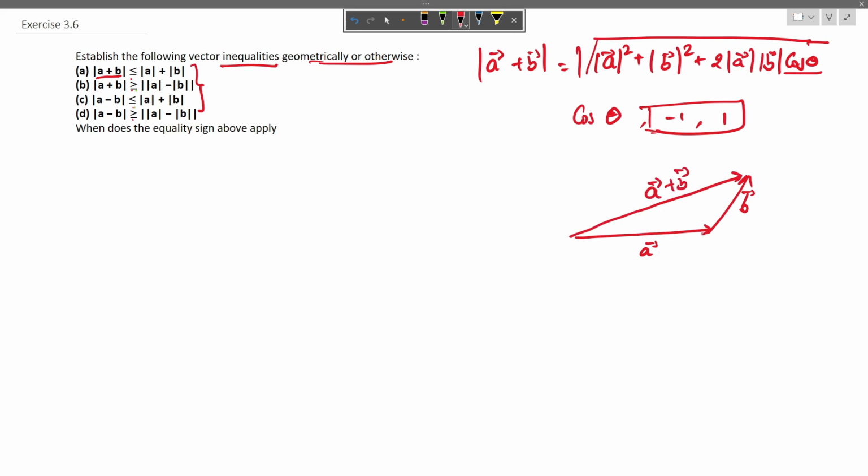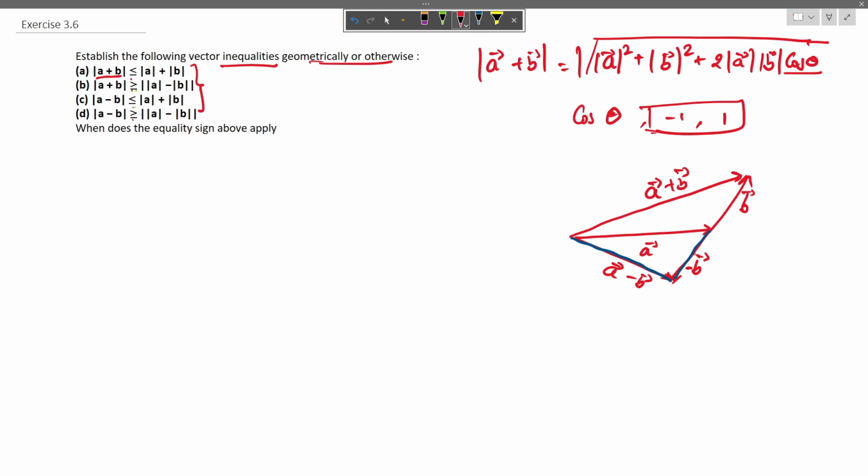Now the subtraction would be, if we invert this vector b, then we will get minus b vector. So this is minus b vector and this represents a minus b. Now this relation is going to be true for both the cases. Let us make it with different color. Now the difference would be just in this sign, a minus b.